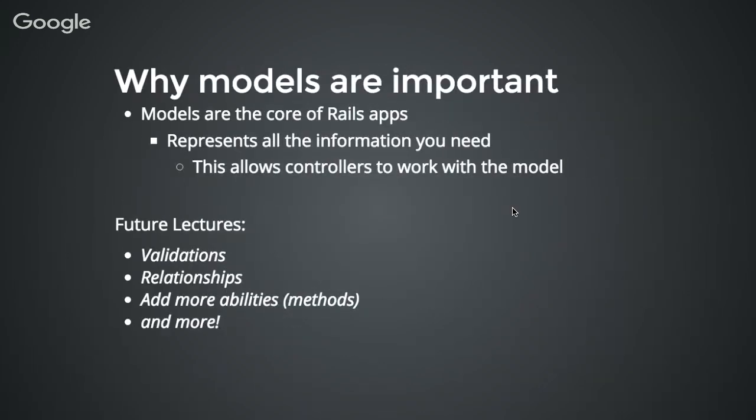Why are models important? Like I said earlier, they're basically the core of your app because they gather all the information for you, and it lets your controller present that information through the views. In a future lecture, we'll cover validations, or making sure that models have correct data, relationships, tying two different models together, and other abilities it has. But today, we're just going to focus on the core basics.